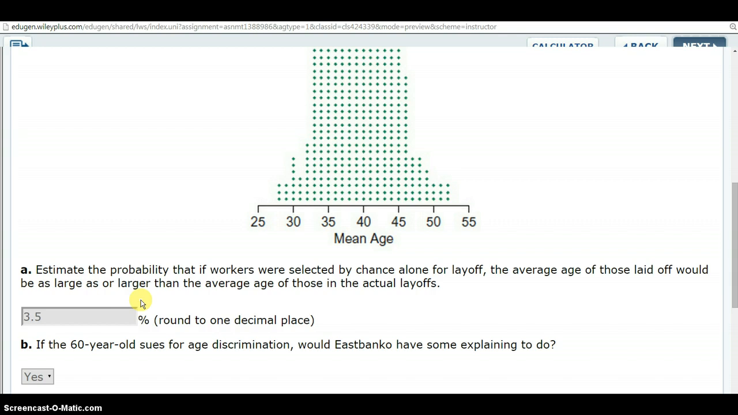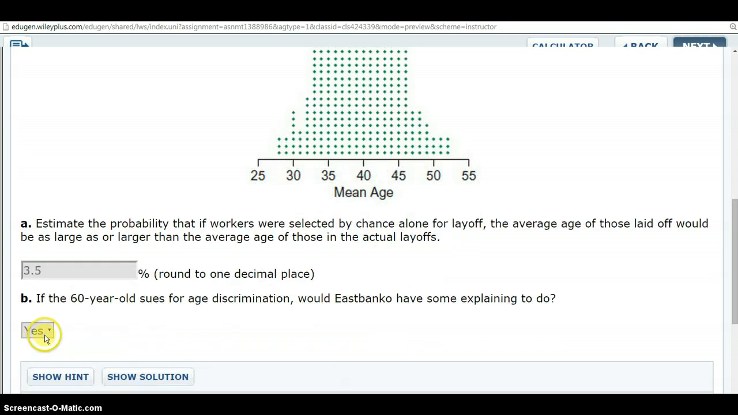So now, if we have this person suing for discrimination, would East Banco have some explaining to do? This is questionable, and this is a case where I would accept either answer if you write me and tell me. So the cutoff was 2.5%, correct? We're usually looking at things that are less than 2.5%. Here we have 3.5%. So it would seem that, okay, well, this is possible to happen by random chance, so East Banco doesn't really have any explaining to do.